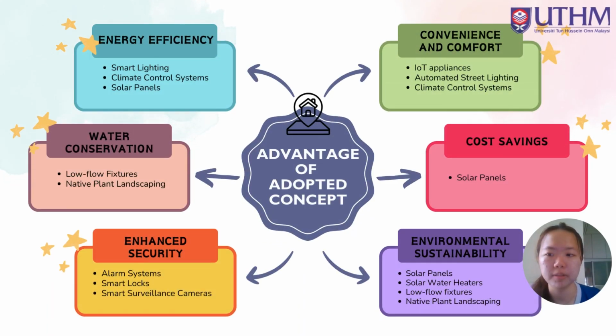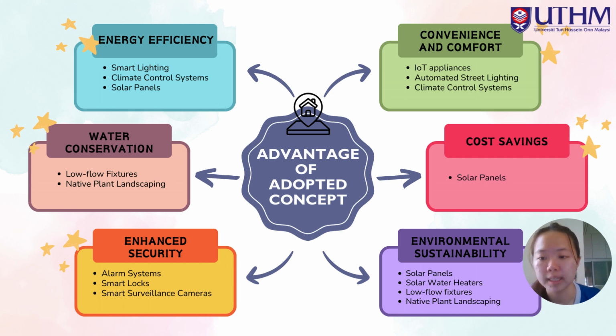And now I will explain the advantages and disadvantages of this residential housing project that adopts a dual concept of green housing and smart housing. The adoption of the smart housing and green housing concepts in this project presents a multitude of advantages, including energy efficiency, water conservation, enhanced security, convenience, cost saving, and the last one is environmental sustainability. However, this benefit comes with certain disadvantages that we'll explain in the next slide.